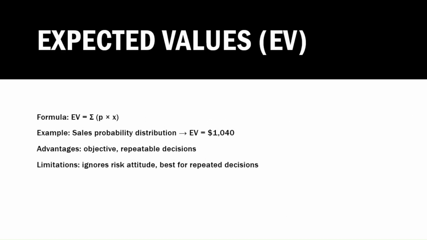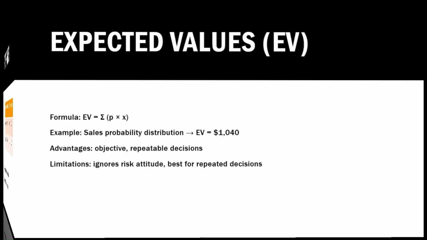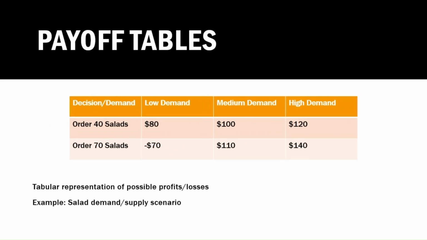Expected value is calculated by multiplying the probability of each outcome by its payoff and then adding them up. For example, if sales could be $1,200 with 60% probability or $800 with 40% probability, the expected value is $1,040. It is objective and useful for repeated decisions, but it does not reflect human attitudes to risk. Payoff tables summarize profits or losses under different demand scenarios. For example, if a salad bar chooses whether to prepare 40 or 70 salads, the table shows how much profit or loss is made under low, medium, or high demand.